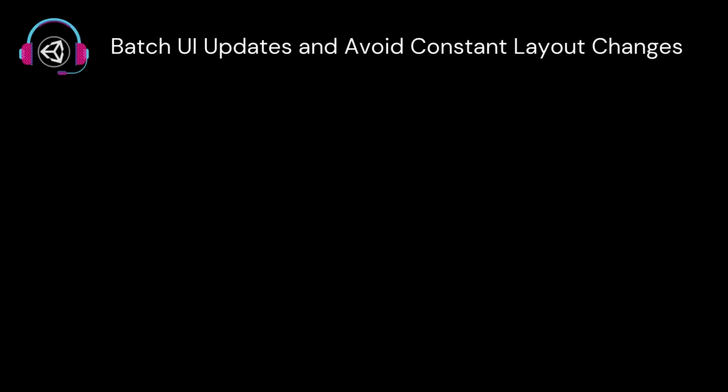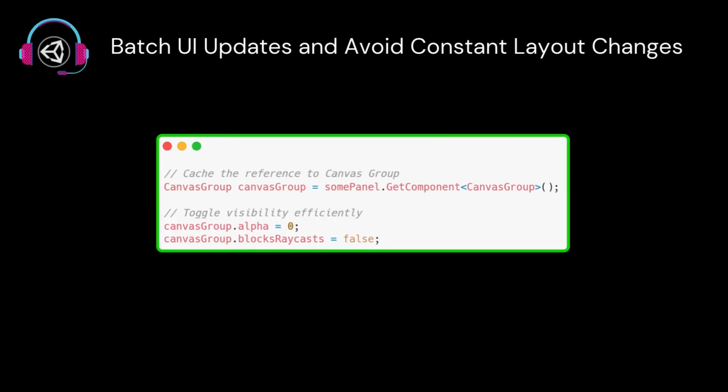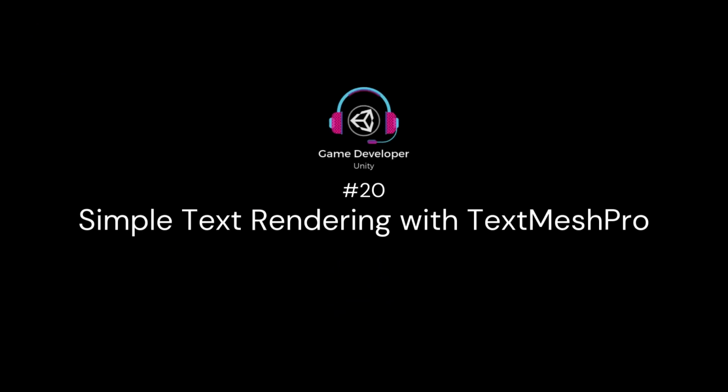Tip number 19, batch UI updates and avoid constant layout changes. UI elements, like buttons, sliders, and text fields, can be expensive to update if you're constantly modifying their layout. Batch your UI updates and make sure to use the canvas group for enabling and disabling elements in large panels to reduce expensive layout recalculations.